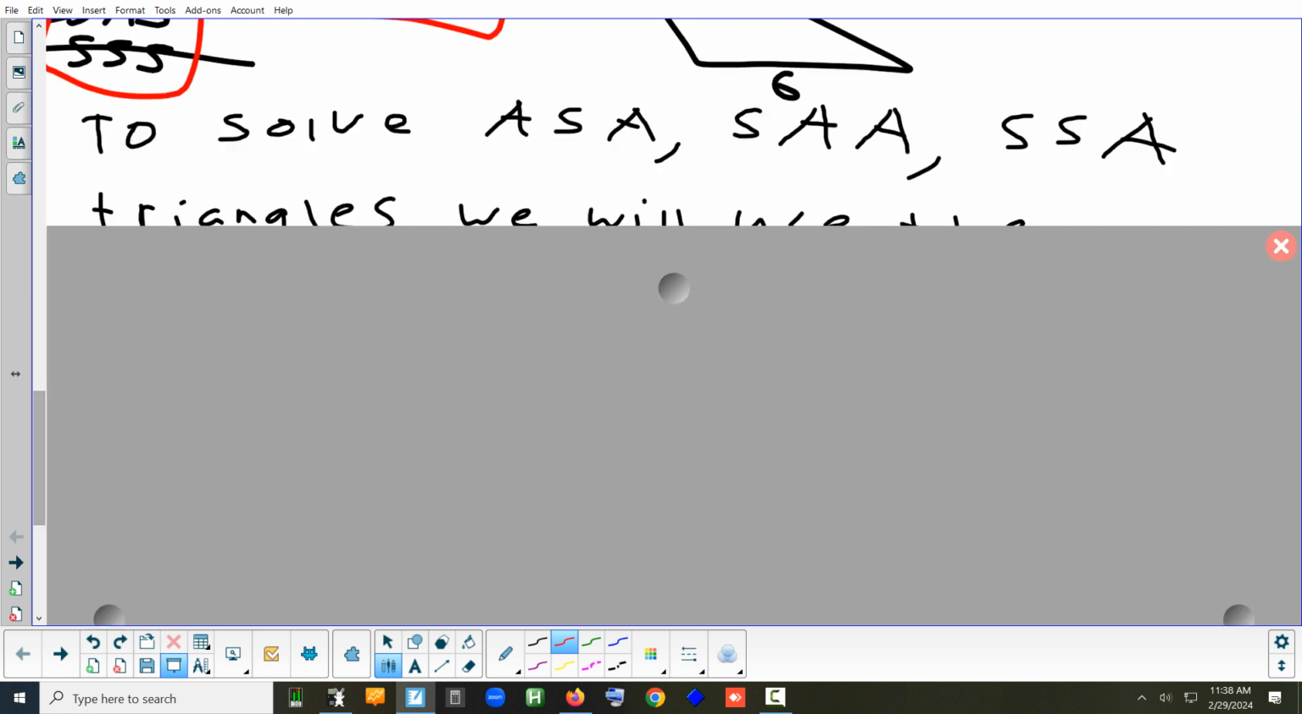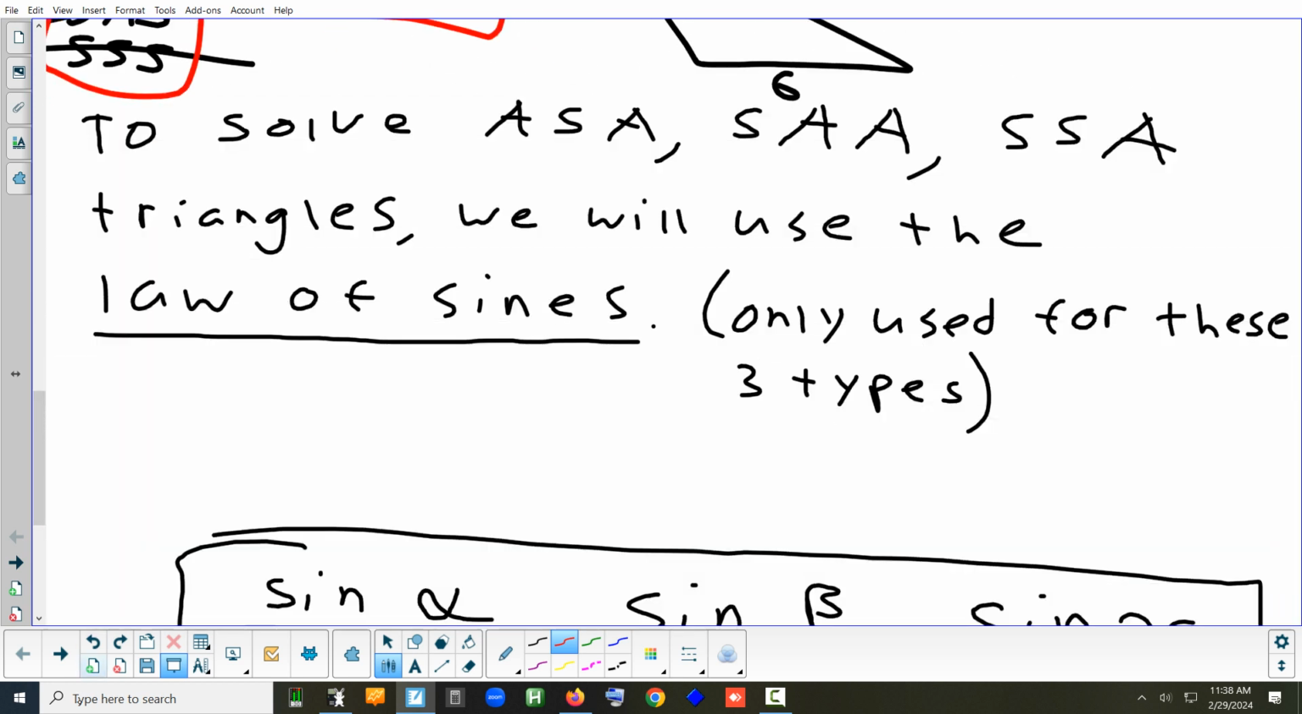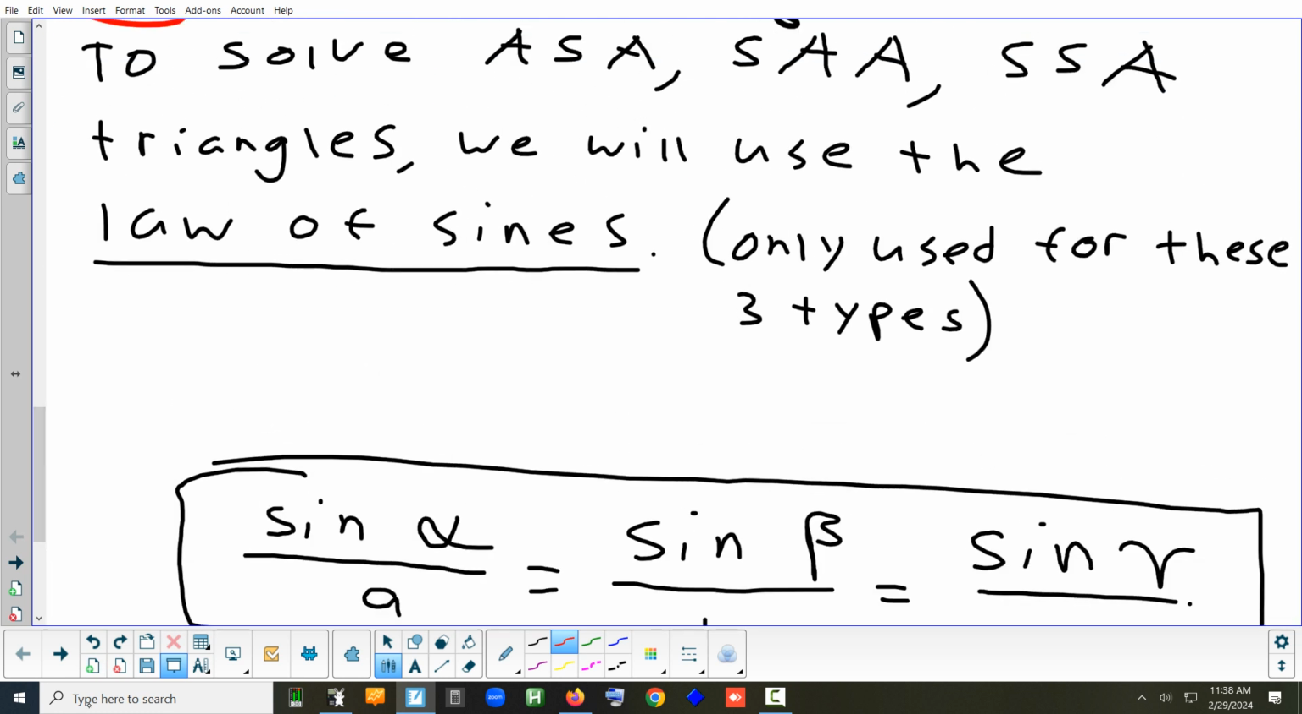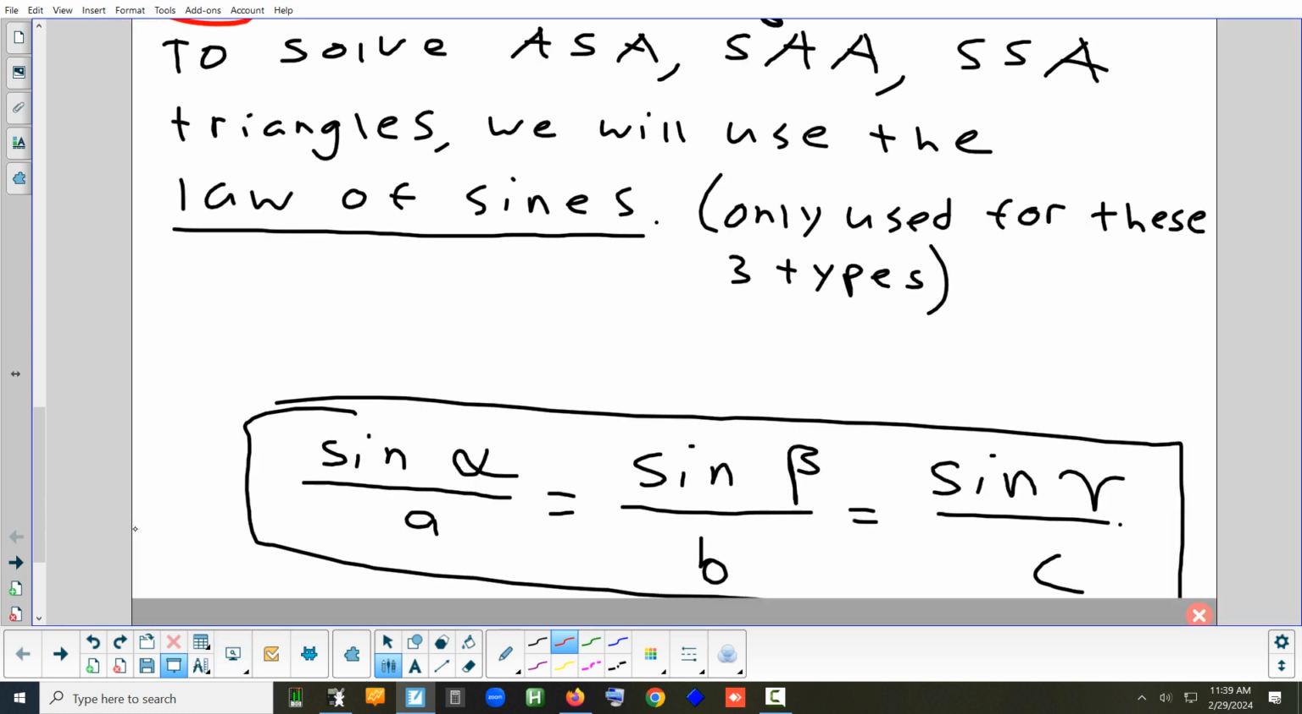Okay, so what is the law of sines? To solve any of those three types, that is the law of sines. It's three fractions. You never use all three at the same time. You only use two at a time. It says sine of alpha over A equals sine beta over B, which equals sine gamma over C. And you pick two parts at a time and you fill in.